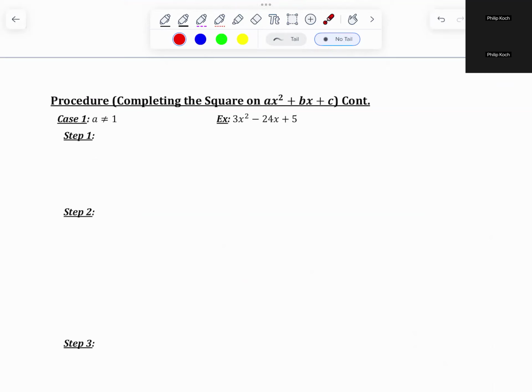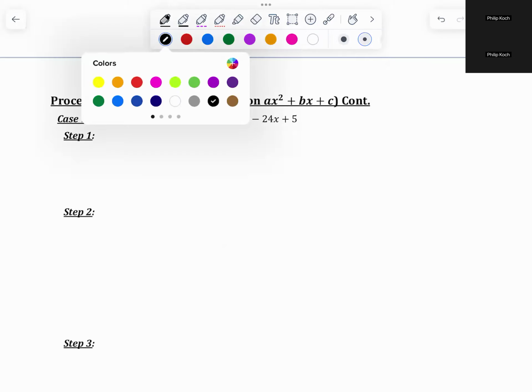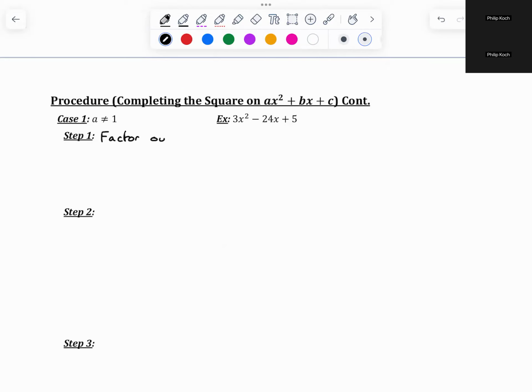Case 2 is, what if the A value is not 1? So an example, 3x squared minus 24x plus 5. This is something that is very common in math: if it's not nice, make it nice. Step 1 is to factor out the A coefficient from just the first and second terms.